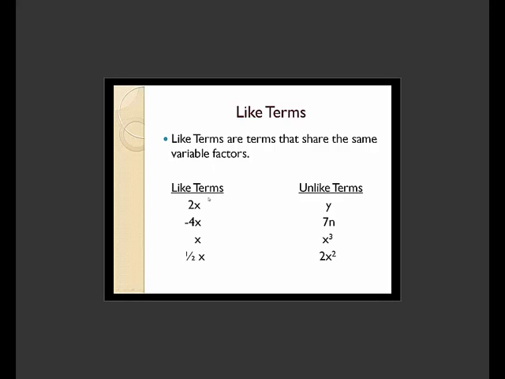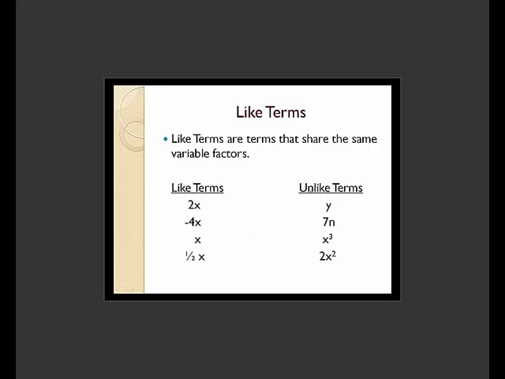Here are some examples of like terms: 2x, negative 4x, x, or half x. The variable factors, variable being letter, and factors, values being multiplied. This letter is being multiplied with a 2. This x with the negative 4, this x with an invisible 1, and this x with the 1/2. These share the same variables. It also has the same exponent, an invisible 1 up here. We have one factor of x for each of them. So these are all like terms.